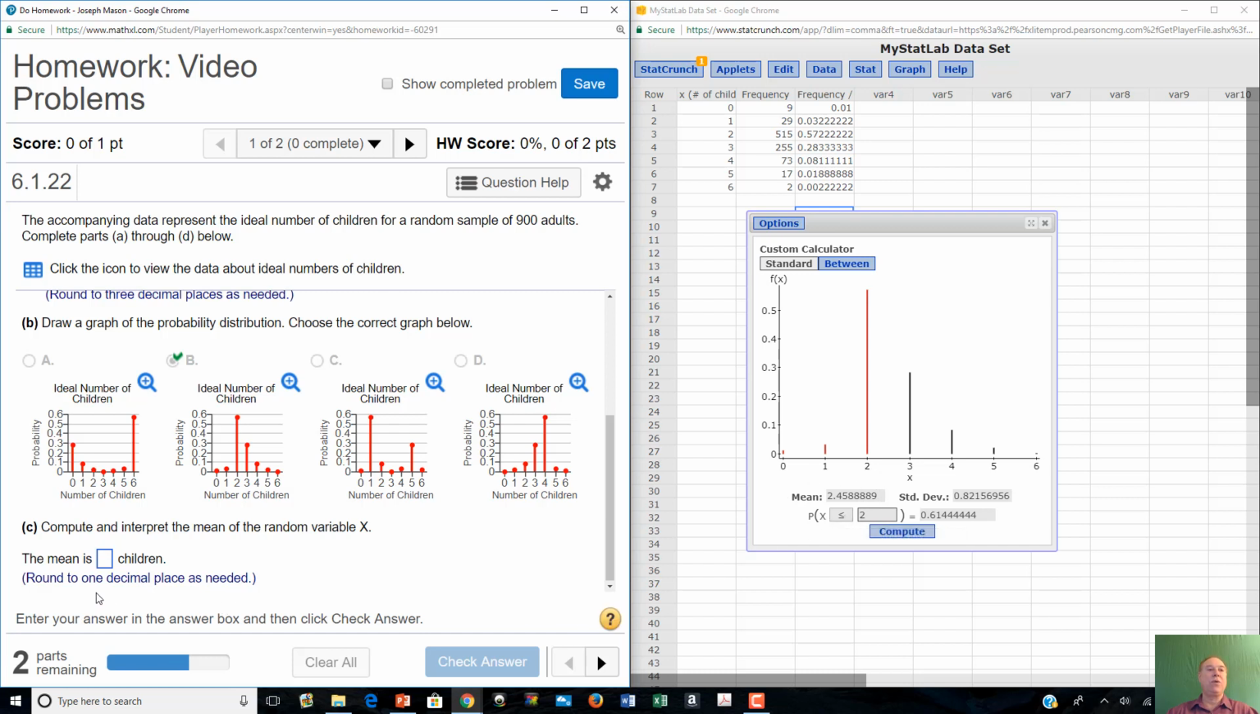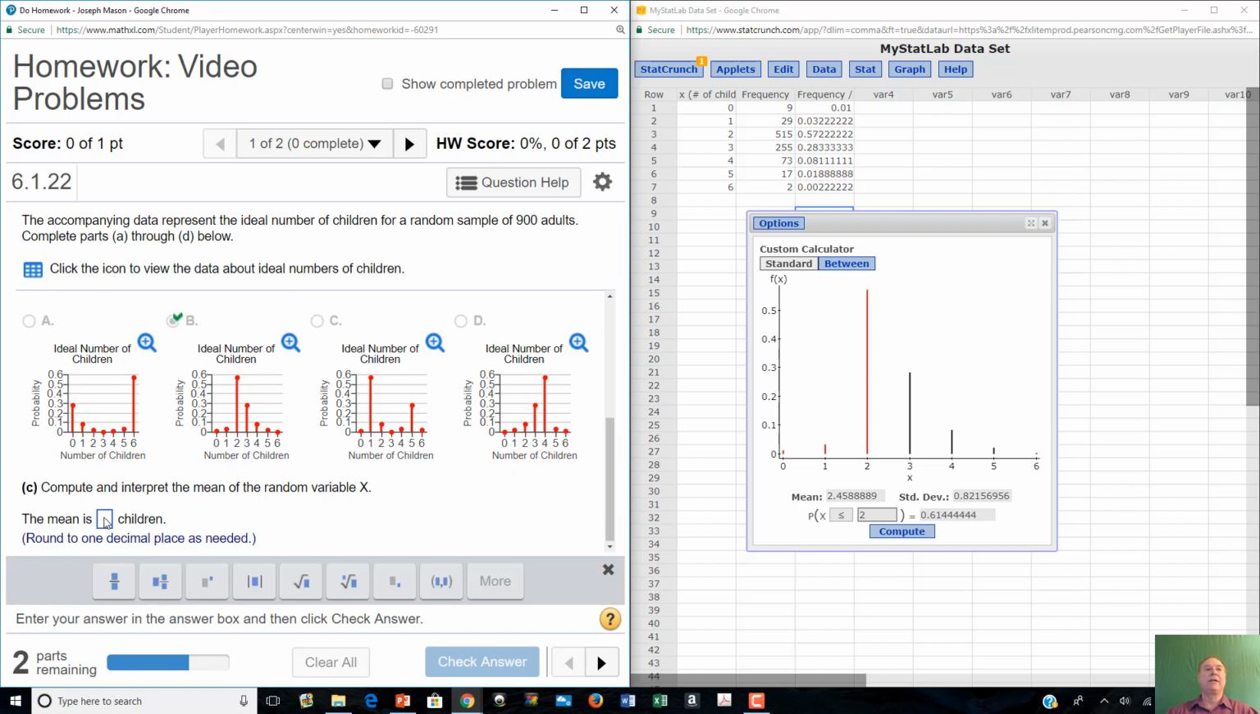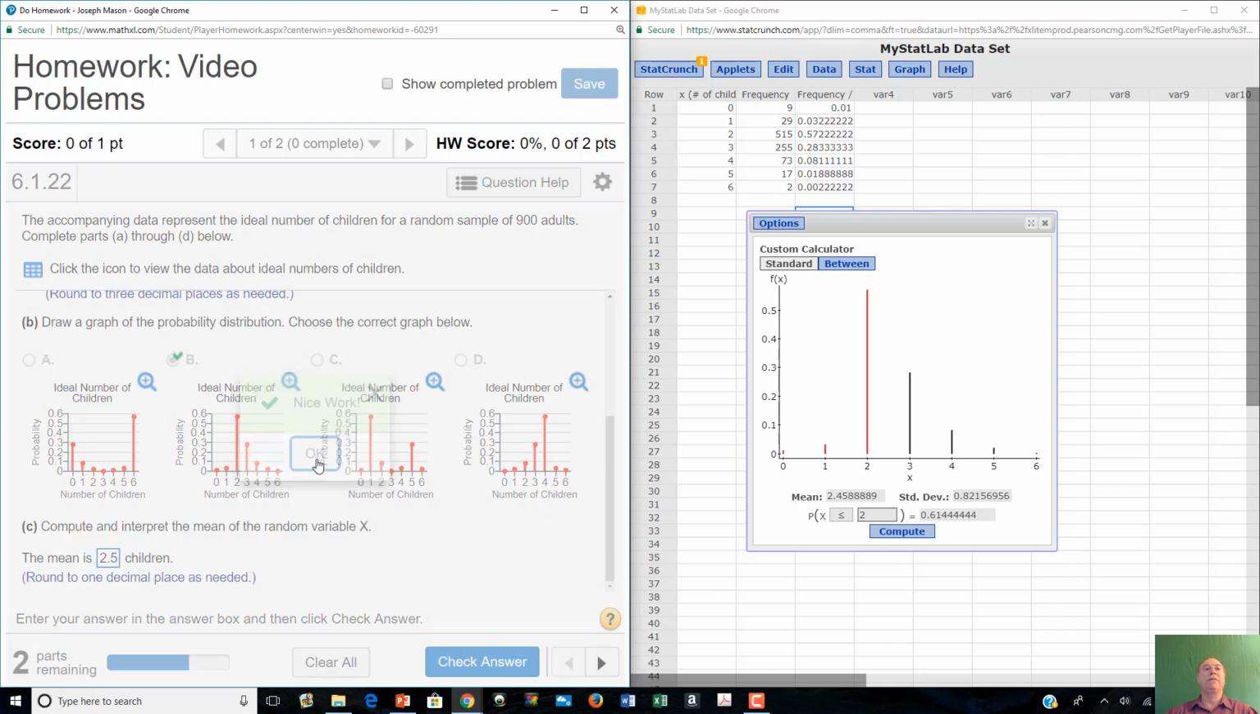2.4588, and it says to 1 decimal place. So 1 decimal place, that's going to be 2.5. Check answer. Okay.